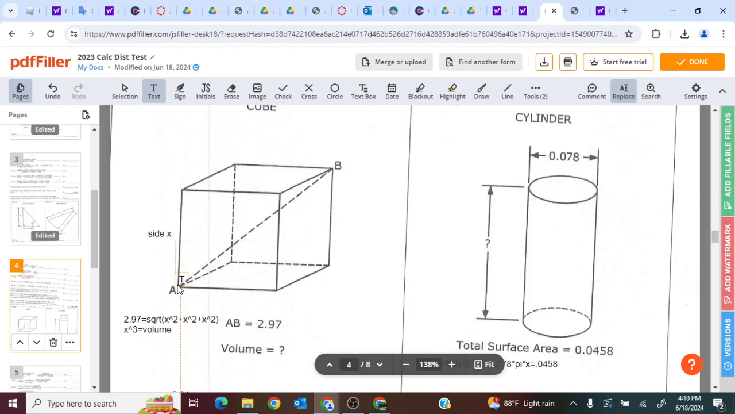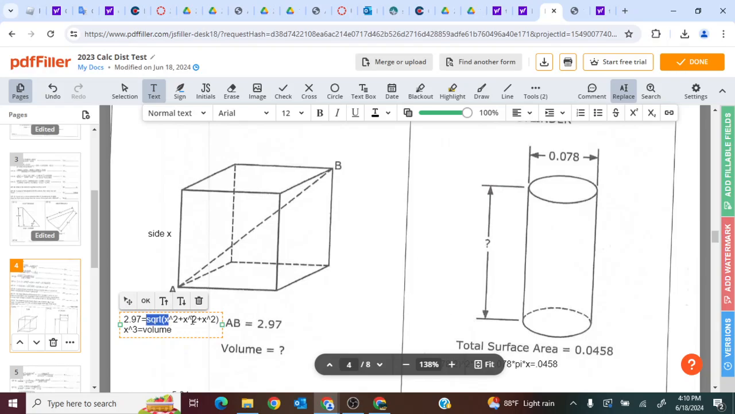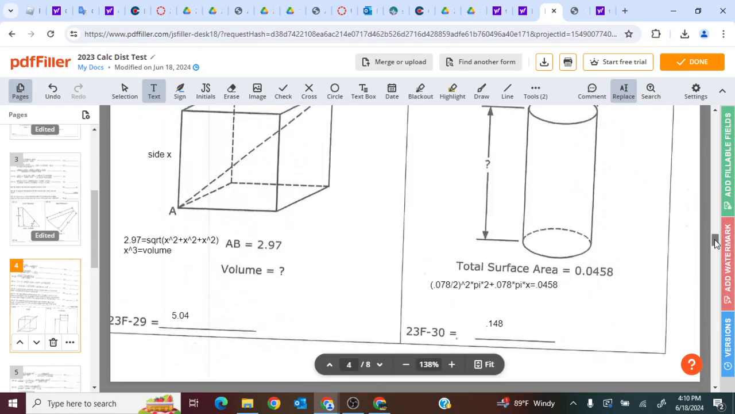Okay, the volume of this cube, given this AB side. For this you are going to want to use the three-dimensional Pythagorean theorem. It's basically like the two-dimensional one where you have one side squared plus another side squared, but now you add in a third side squared. So each one of these sides is going to be equal to our side x that we're looking for. So 2.97 is equal to the square root of x squared plus x squared plus x squared. And if you cube the x value you get, you will get the volume. And that volume is 5.04.